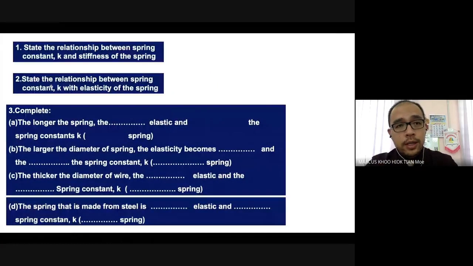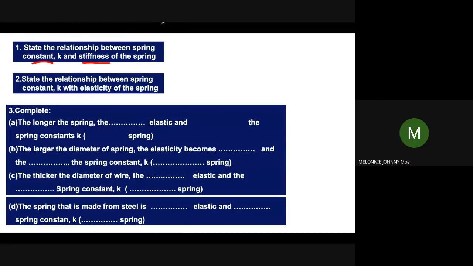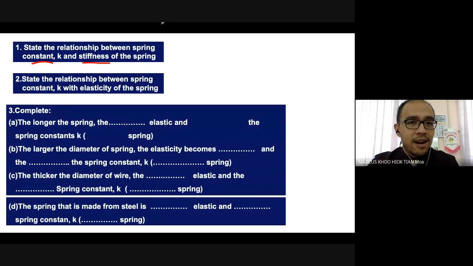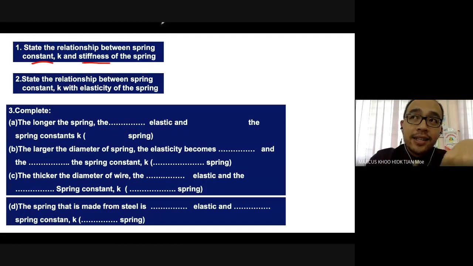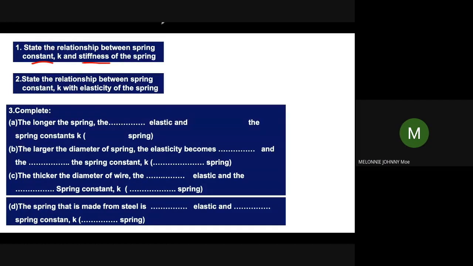Okay, so this one we've done, but can somebody just tell me what is the relationship between the spring constant and the stiffness of the spring? The bigger the stiffness, the bigger the spring constant. Really? The bigger the spring constant, the bigger the stiffness.